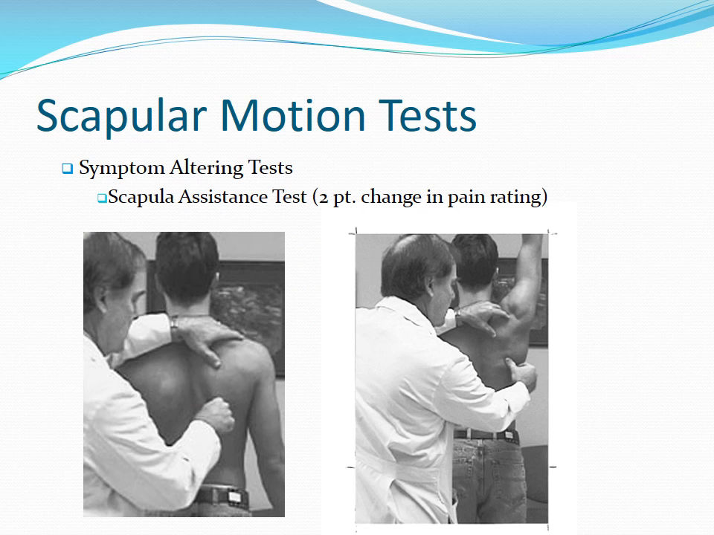So scapular motion tests also. There's symptom altering tests, right? You learn the scapular assistance test, and you're looking for a 2-point change in the pain rating. That is a good predictor of conservative management.